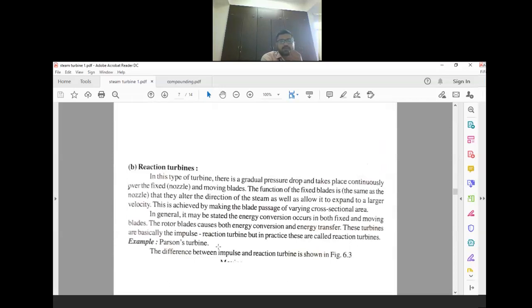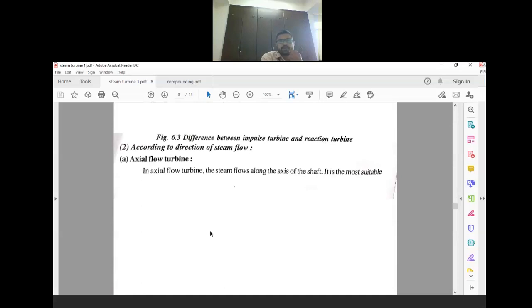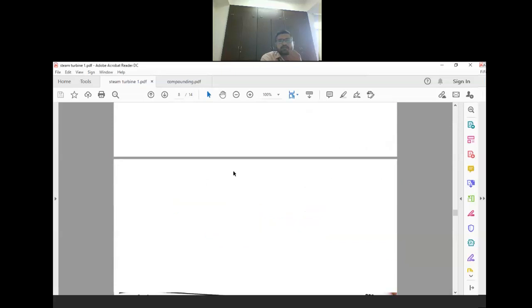Parsons turbine is a reaction turbine. So now axial flow turbine, according to direction: if this is our shaft and our flow is taking place in this direction, parallel to the axis of the shaft, that is basically known as an axial turbine. Clear? And what is a radial turbine? Then after that we have radial.